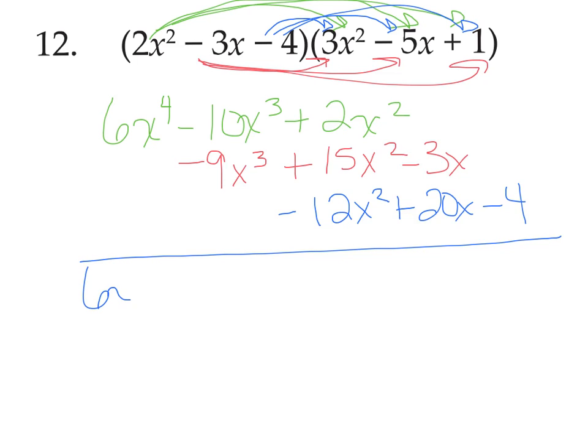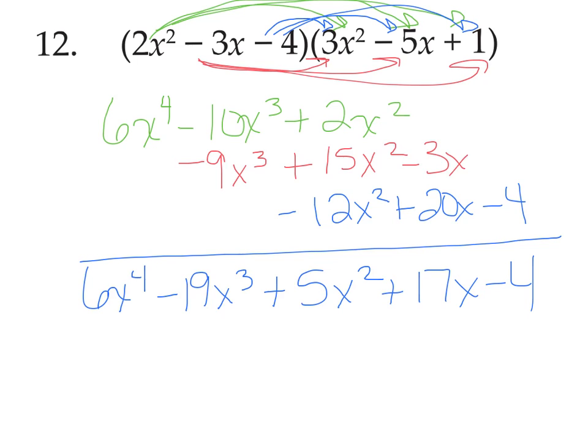So we are going to have 6x to the 4th, negative 19x cubed. What do I have here? Positive 2 and positive 15 makes positive 17, minus 12 makes positive 5x squared. And here, negative 3 and positive 20 makes positive 17x and minus 4. Whew, that took a lot of space.